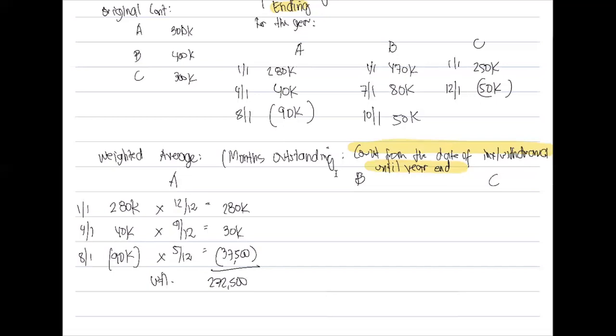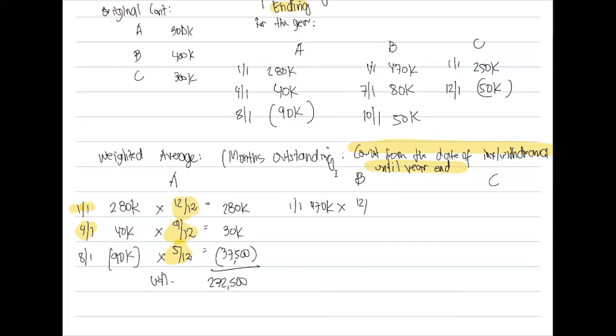Okay, how to compute for your weighted average? Using months outstanding, you count from the date of the investment or withdrawal until year end. So here we have January 1. From January 1 to December 31, how many months? 12 months. We have April 1 until December 31. April, May, June, July, August, September, October, November, December. 9 months. Kaya 9 over 12. Next, we have 8-1. We have 90,000 times 5 over 12. Why 5 over 12? August, September, October, November, December. 5 months. Kaya 5 over 12. Okay? Gawin naman natin yung kay B. Kay B, January 1.